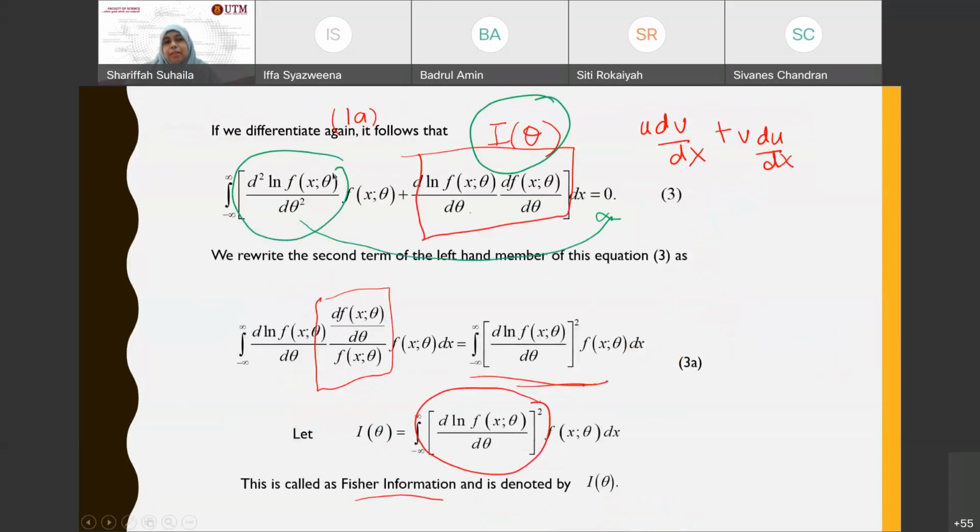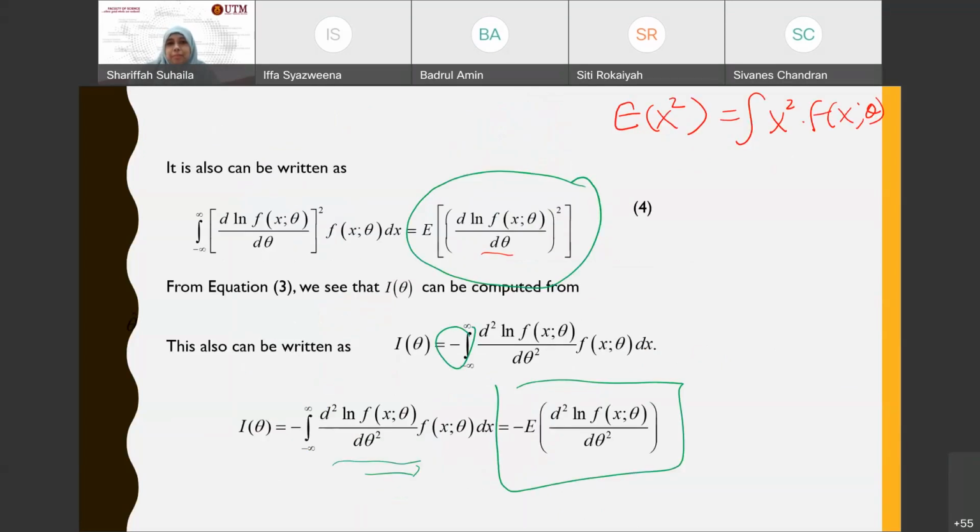So again, the second step, we differentiate again. And lastly, we have the term d ln f(x; theta) over d theta, squared, times f(x; theta). This one we denote as I(theta). I(theta) here is your Fisher information. We call that Fisher information. You can also write it in terms of your expected value.